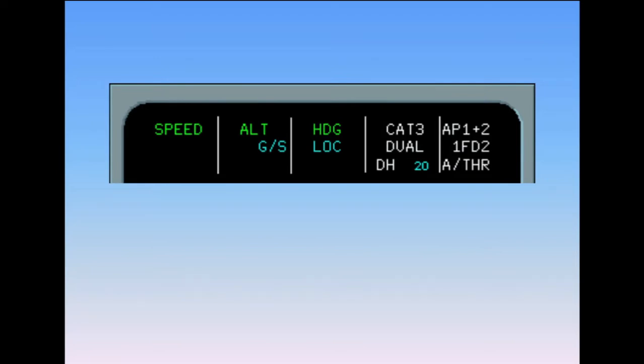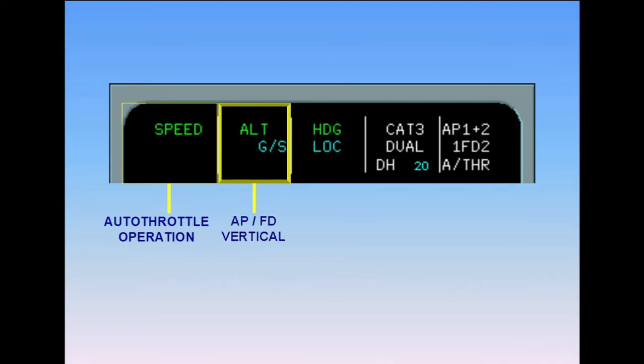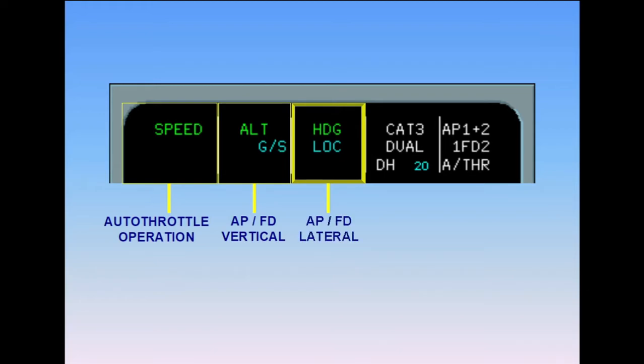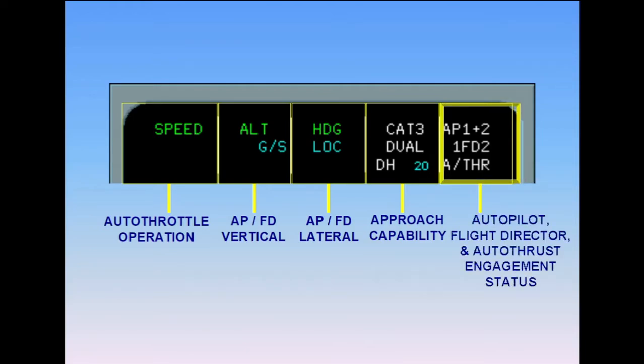Let's look at the FMA in detail. First, note that the FMA is divided into five columns. Auto throttle operation. Autopilot flight director vertical. Autopilot flight director lateral. Approach capability. Autopilot flight director and auto thrust engagement status.